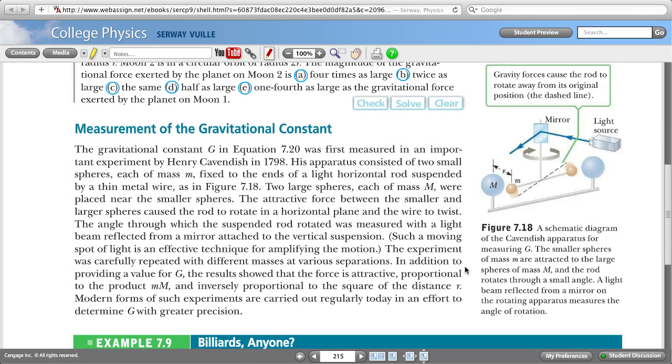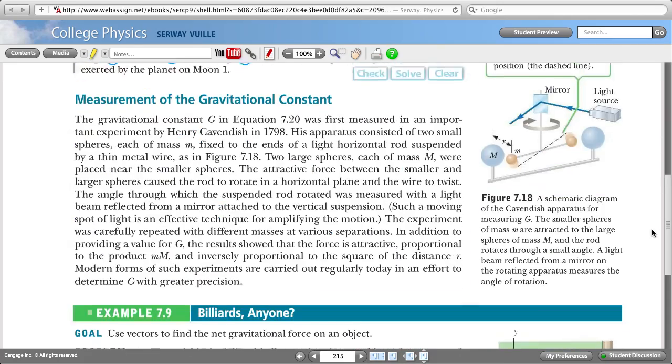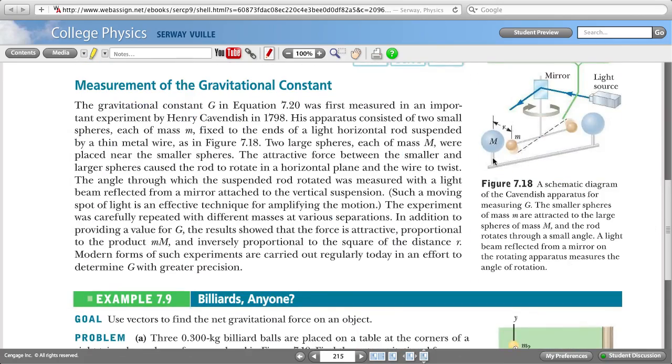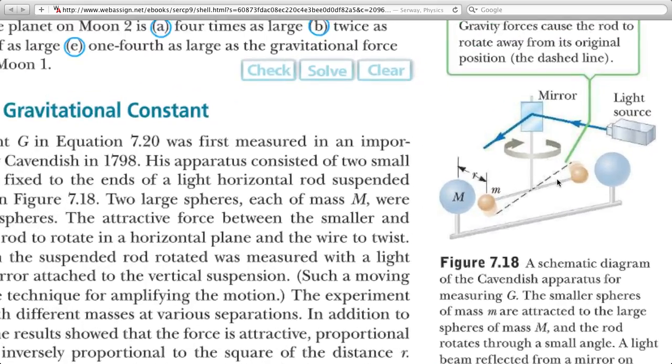Here they have an experiment. They have the schematic for Cavendish's experiment for measuring the gravitational constant G. Of course, Newton was able to get the gravitational G from doing his math, but Cavendish actually measured it by using this torsion balance that I was telling you about. And this diagram shows how the balance works a little bit better. It's not obvious in the previous picture I showed you.